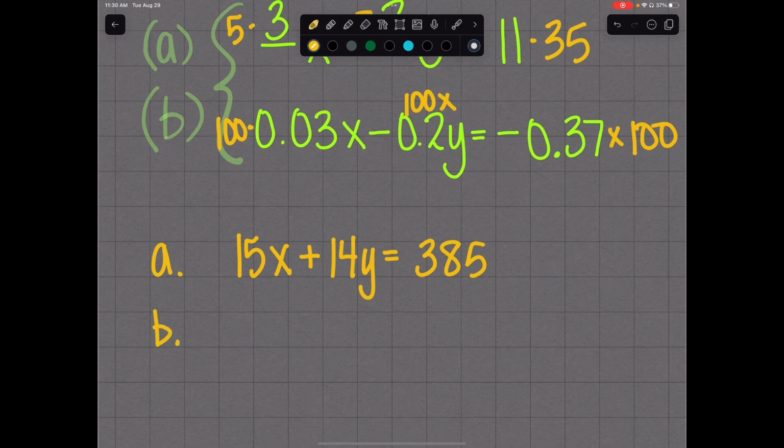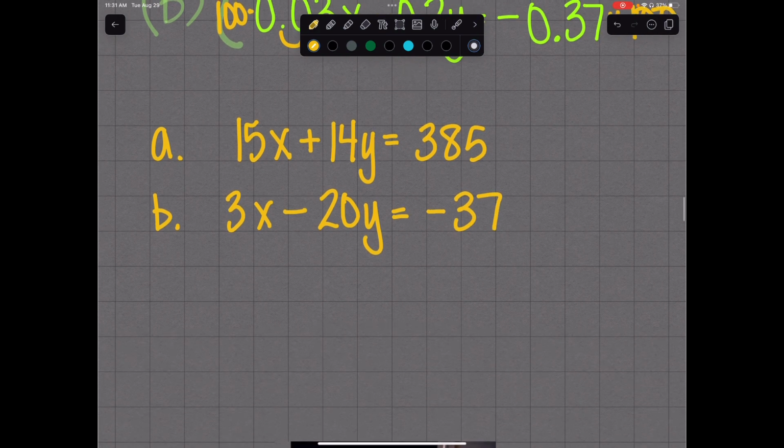And then B is going to be 100 times all these numbers, so we just move the decimal. So it's going to be 3x minus 20y equals negative 37. And now you've got two things that you can work with here.